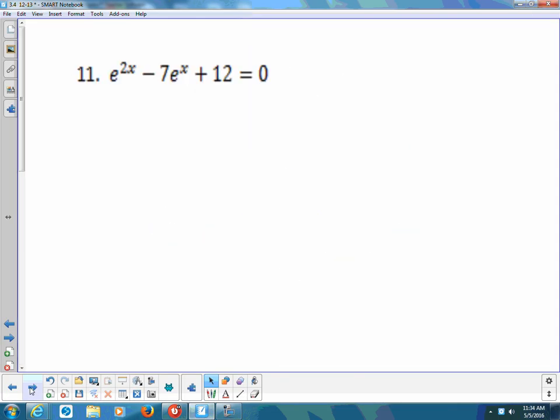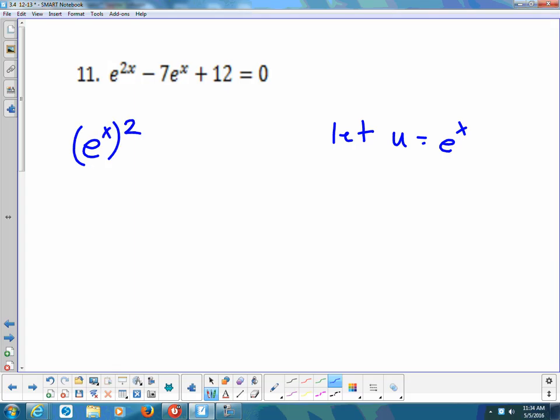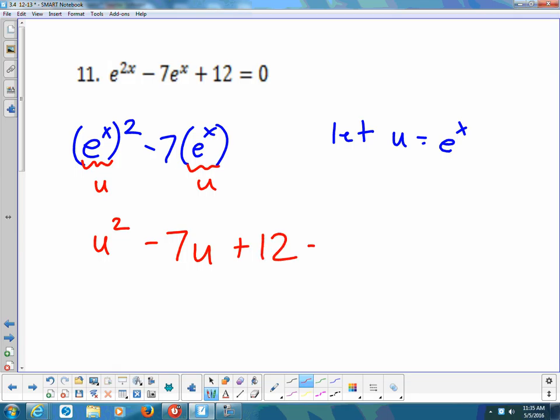If we're solving e to the 2x minus 7e to the x plus 12, I would encourage you for this problem to do a little substitution. Let's let u equal e to the x. If u is equal to e to the x, then really think of this e to the 2x as e to the x quantity squared, and I'm going to be plugging in u right here. So far I have u squared, and then I've got minus 7 times e to the x. Again, that's e to the x is like a u, so I've got minus 7u plus 12 equals 0.